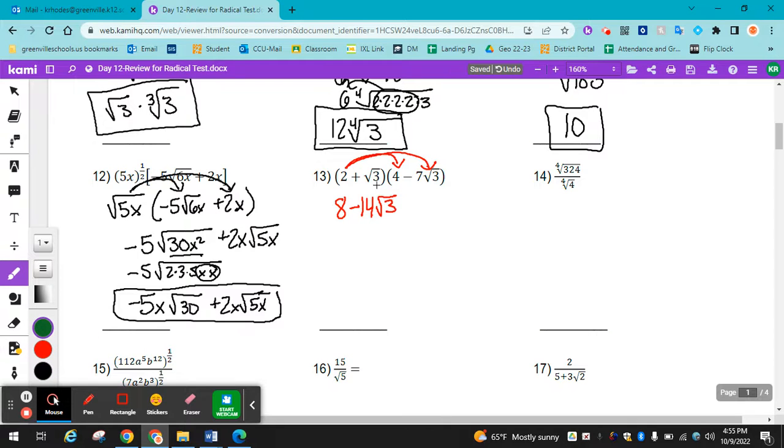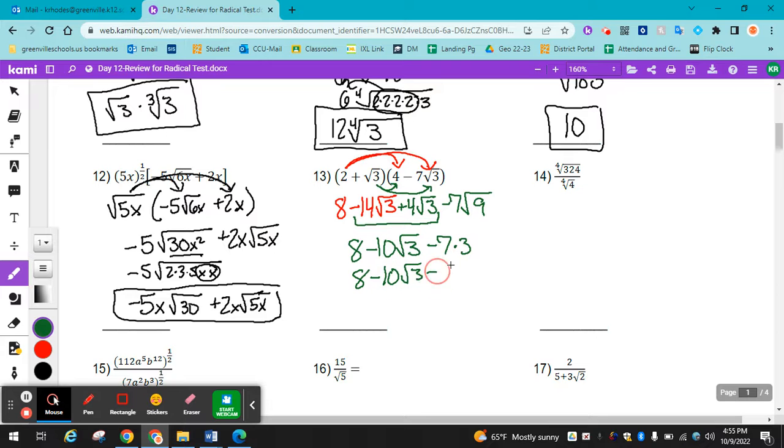Switch colors on you. Then square root of 3 goes to both. Again, the 4's on the outside, so it's going to stay on the outside. The 7's on the outside, negative 7, and then that'll be square root of 9. Combine like terms. So 8 minus 10 square root 3 minus 7 square root of 9 is 3. So it's 8 minus 10 square root 3 minus 21. And then 8 minus 21 is negative 13 minus 10 square root 3. There's your answer.